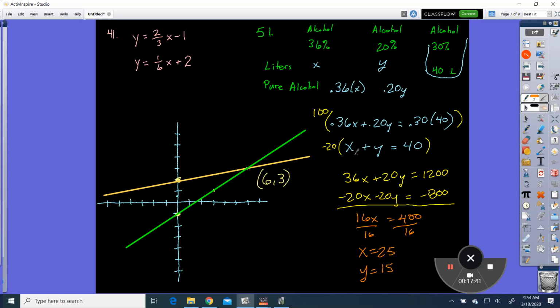So I really could have plugged that in right here and said x is 25, so 40 minus 25 is 15, so y is 15. So realize that x was the 36% solution, y is the 20% solution. Okay, so that's how you do a question like number 51.